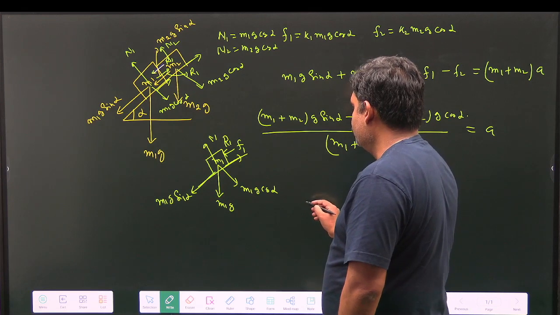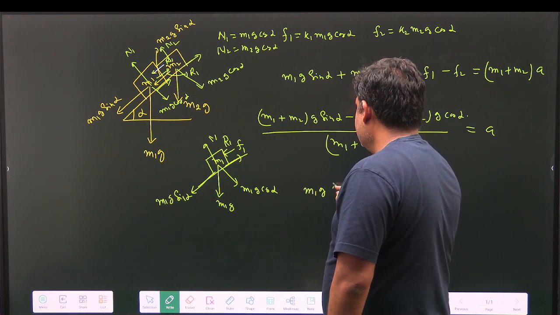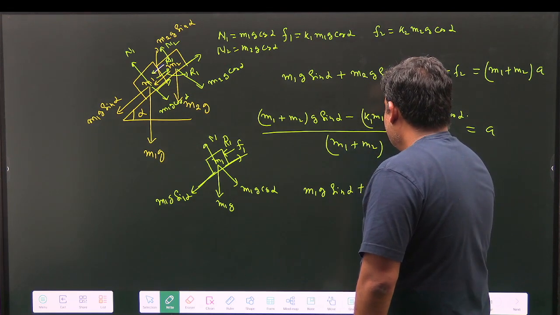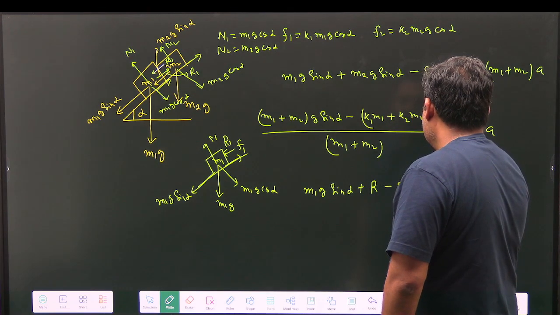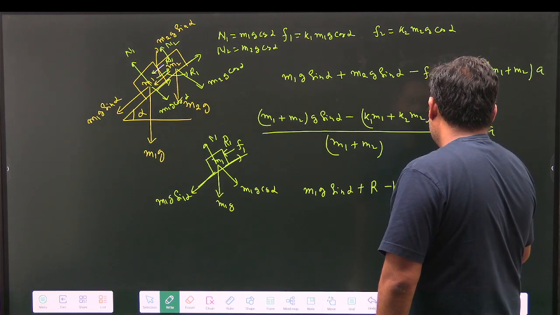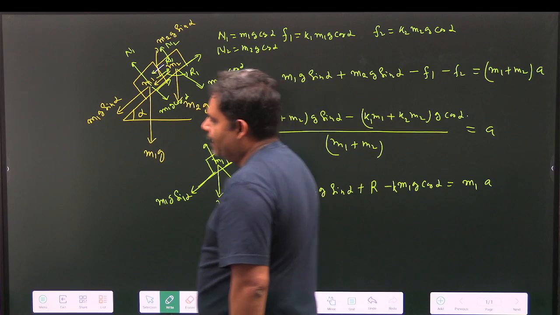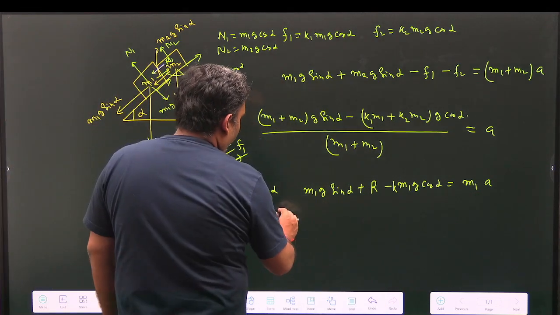My equation of motion is m1 g sin alpha plus R minus k m1 g cos alpha is equal to m1 a. And from there we can find the value of R. So what will be the value of R?